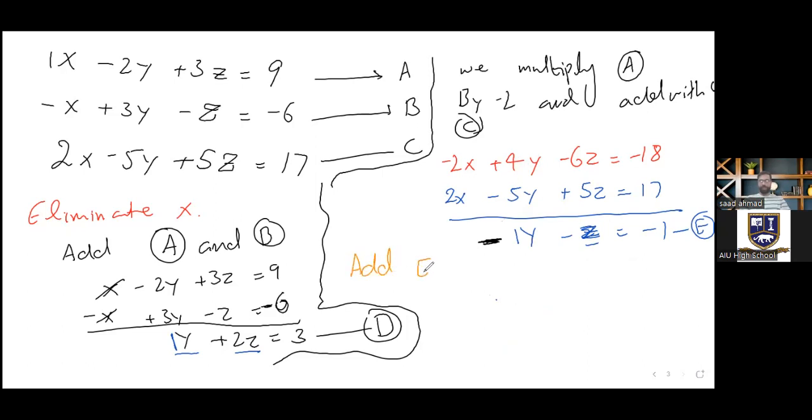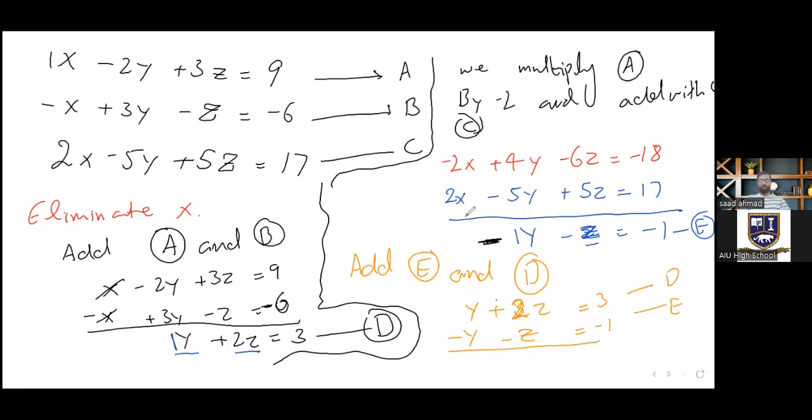Add E and D. Now let's add them. So we get y plus 2z equals 3 and -y minus z equals -1. So this one is D and this one is E. Now we are adding them.